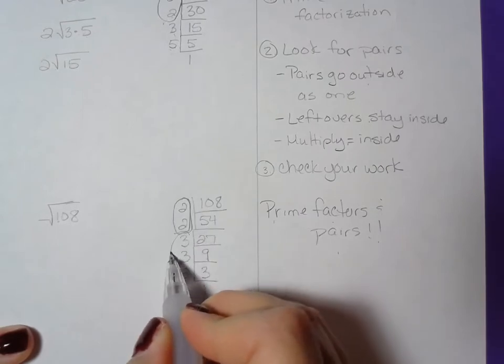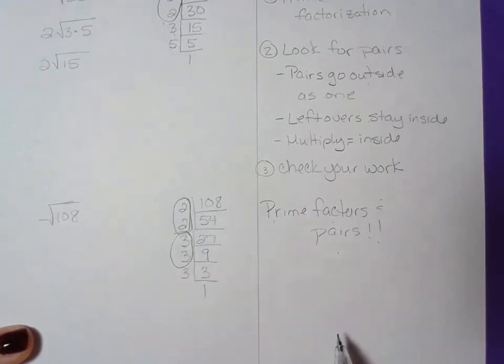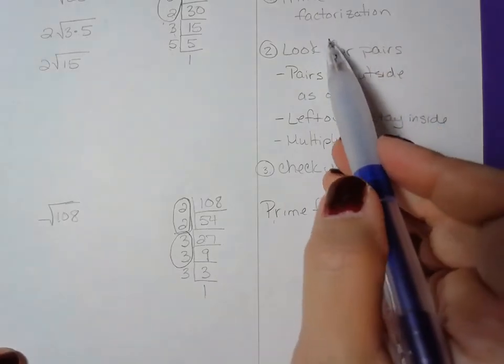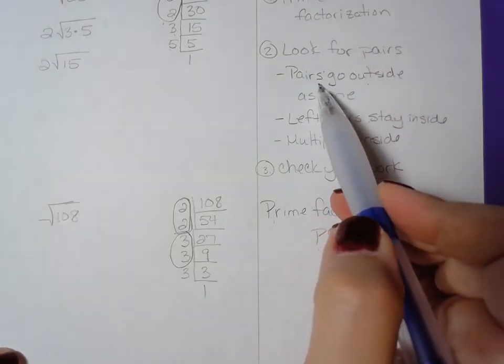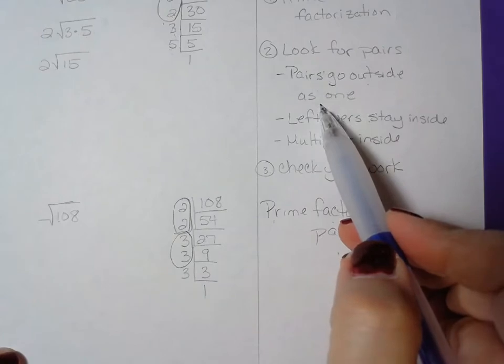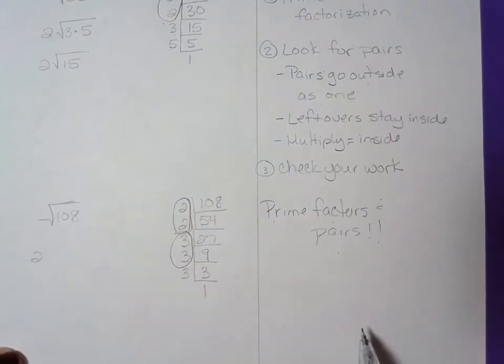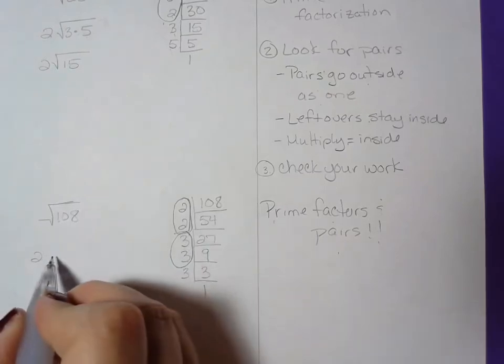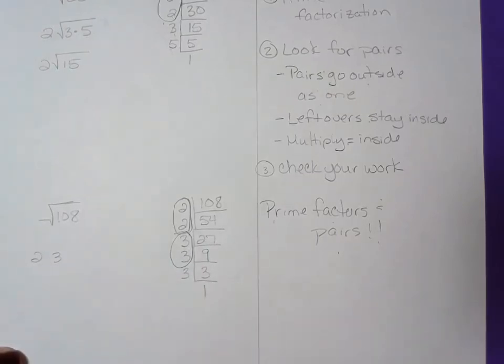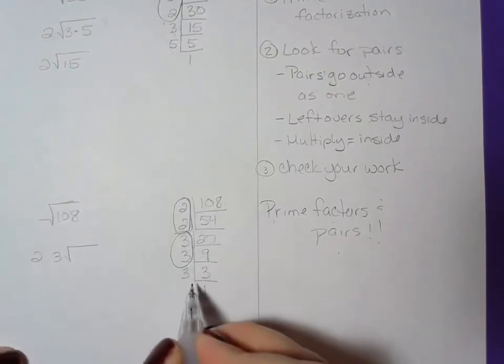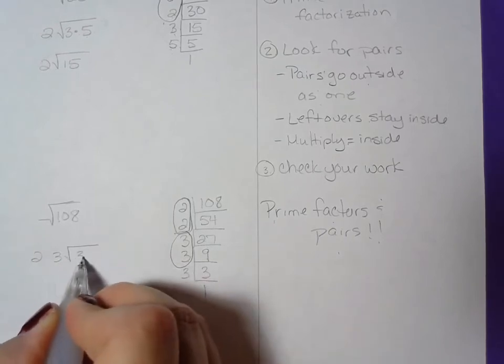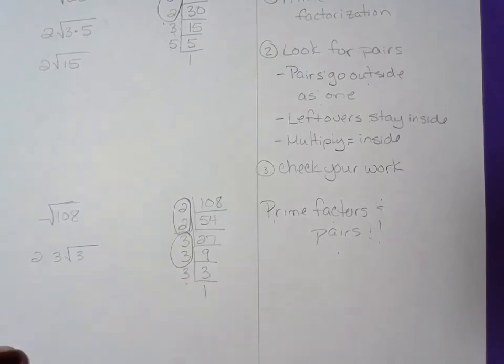I have a pair of 3's right here. So the pairs get to go outside. Remember, that was the first thing that happened, or the second thing that happened up here. We looked for pairs, and then the pairs got to go outside as 1. So this pair of 2's gets to go outside the house. This pair of 3's gets to go outside the house. And this leftover 3, I like to say he has no friends, so he had to stay inside.